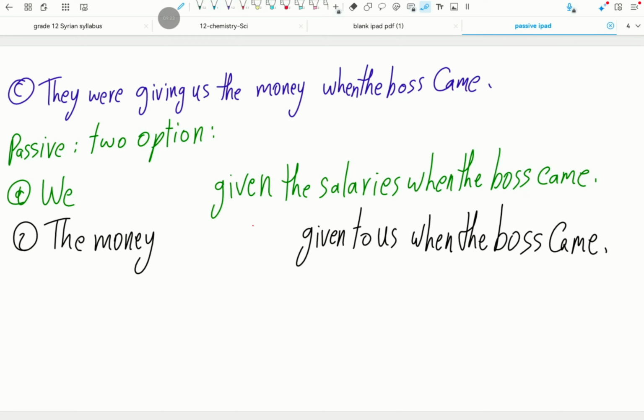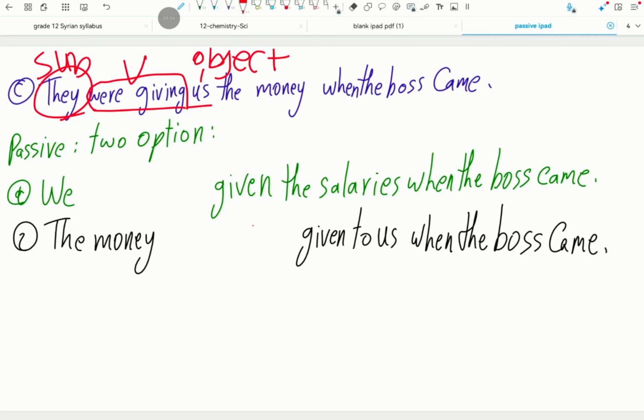And now, my friends, we have this example. They were giving us money when the boss came. So, they were giving us. Us is the object, as you see here. The subject is they. And the verb is were giving, as you see here, my friends.